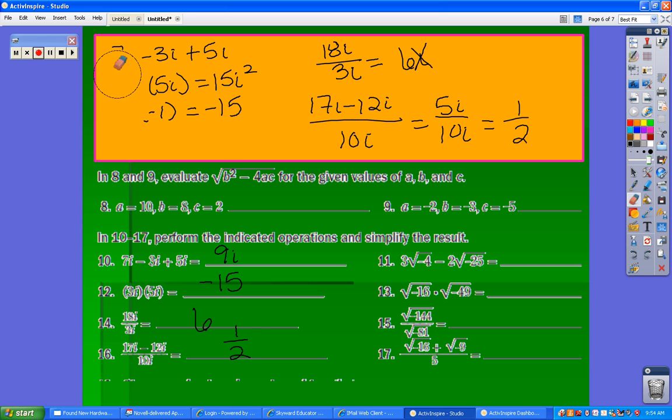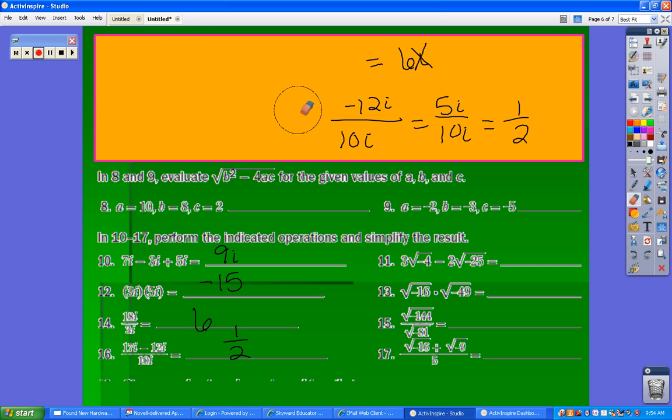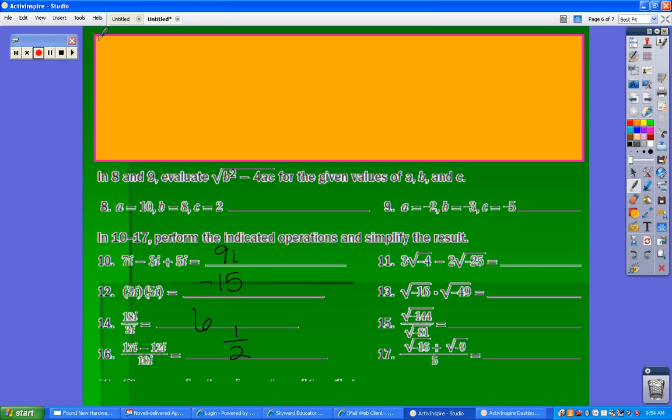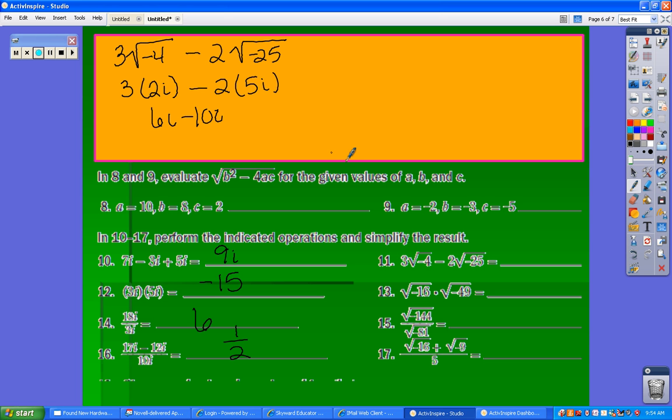Okay, now let's look at the parts that have the square roots involved. The math will be very similar. We just have to get to the i's first. 3 square root of negative 4 minus 2 square root of negative 25. This is 3 times square root of 4 is 2, and it is imaginary because of the negative. Minus 2 times square root of 25 is 5. It is imaginary, 5i. 6i minus 10i, negative 4i.